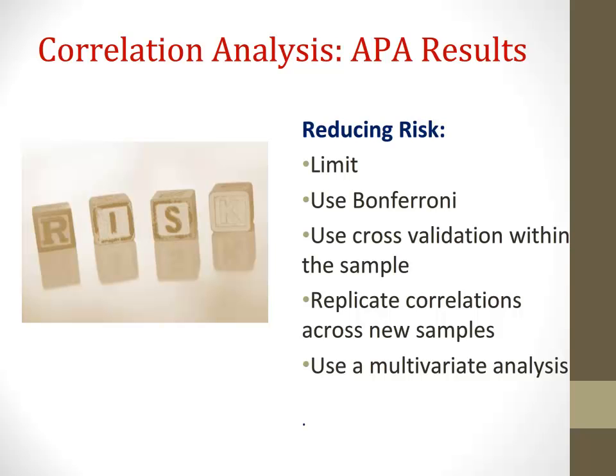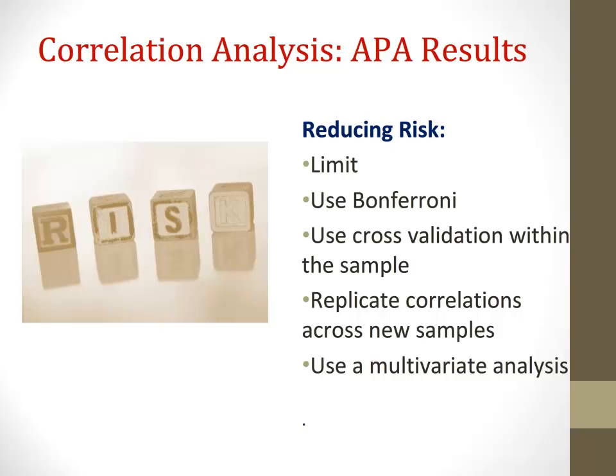So instead of looking at all the possible variables, limiting the number of correlations directly related to the theory that you're testing is one way to reduce the risk of inflated type 1 error. Warner also suggests using Bonferroni. She suggests using cross-validation within samples as well as replicating correlation analyses across new samples or a variety of samples.